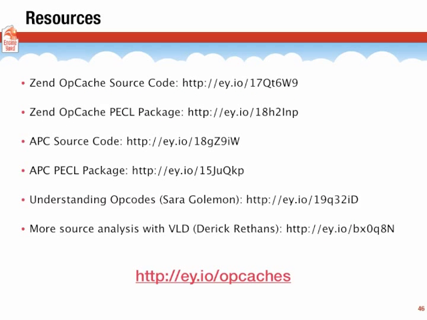I hope that this introduction has shown you the benefits of both opcode caches and an understanding of how things work under the hood. There are a number of resources available for you to look up, both as Zend OPcache and APC source code repositories and PECL packages, as well as two great blog posts. These blog posts are Understanding Opcodes by Sara Golemon, a core contributor to PHP, and the second is more information about using VLD for source analysis by Derick Rethans, the author of VLD.